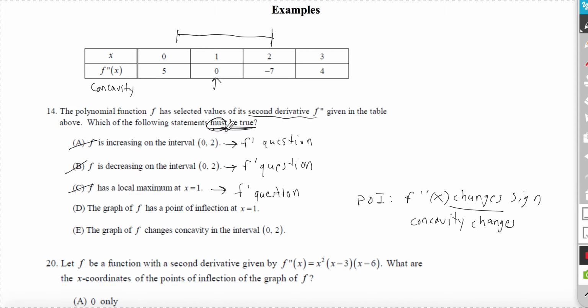Now here's what's tempting. We don't know what must be true. We know that the second derivative is 0 here, but that doesn't actually mean that the second derivative changes sign there. Maybe it's positive, hits 0, goes positive again, and then crosses negative. I don't know. That just tells me that I have a second derivative of 0 there. That doesn't mean there is a point of inflection there. But somewhere between 0 and 2, does the concavity change? Yes, because my second derivative changes from positive to negative. It's kind of like an IVT question. So there we go. This is the only one that must be true. D could be true, but it doesn't have to be.